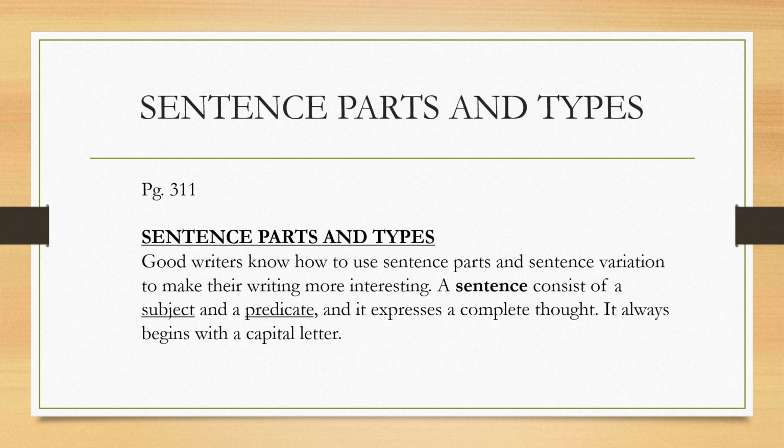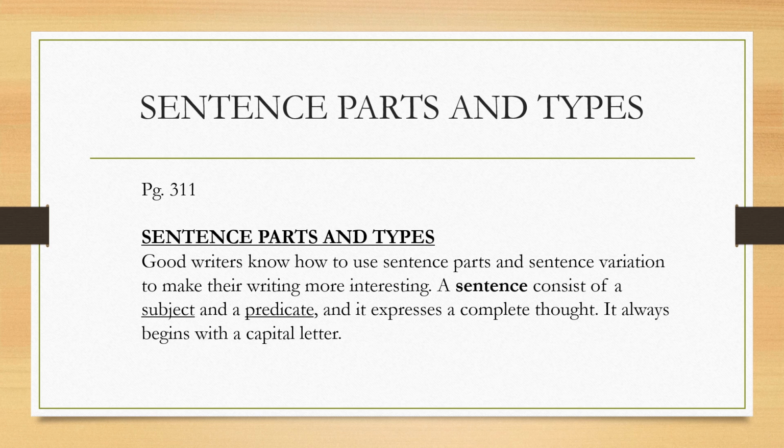Good writers know how to use sentence parts and sentence variation to make their writing more interesting. A sentence consists of a subject and a predicate, and it expresses a complete thought. It always begins with a capital letter. All right, so highlighter time.